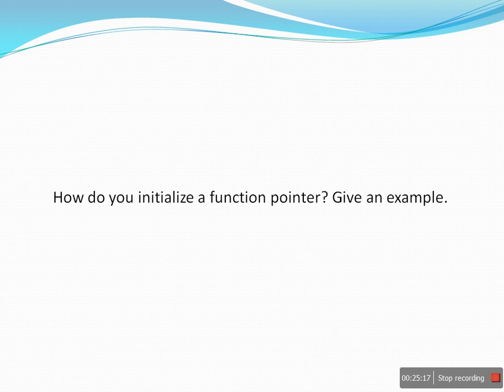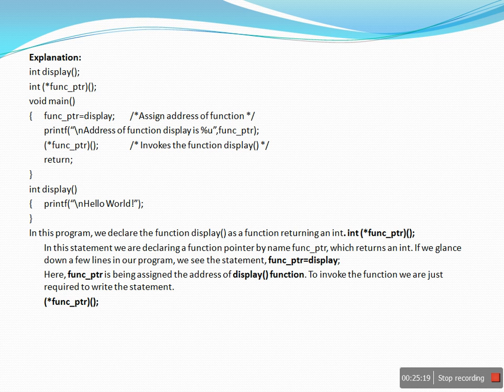So how do you initialize a function pointer? Give an example. We have declared one integer function display, int (*func_ptr)(). This is the function pointer. You can associate the address of another function with the function pointer, so you can write func_ptr = display. Now printf "address of function display is %u", func_ptr. Then you can invoke the function pointer. In display, you can write printf hello world.